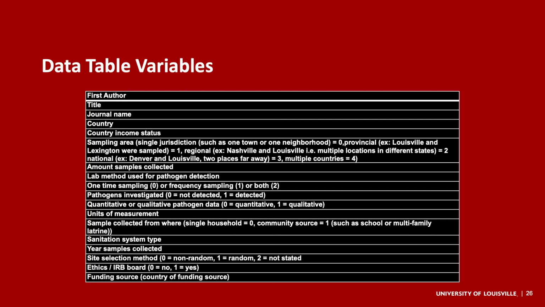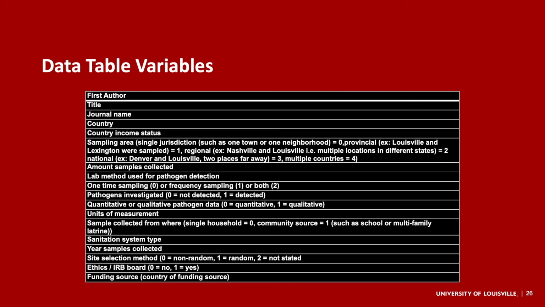Moving on, the following table shows variables for which data is to be extracted once we have our final list of included publications. Some variables of note are sampling area. For example, if samples were collected in a single town in one state or territory, or perhaps 2 towns in 2 different territories, or even multiple countries. This may help us determine the scope of surveillance that is already achievable in certain places.